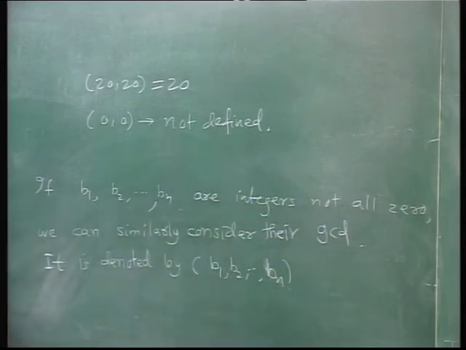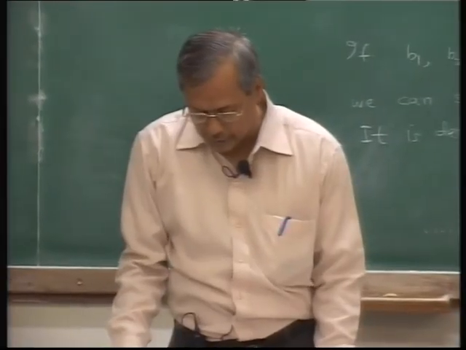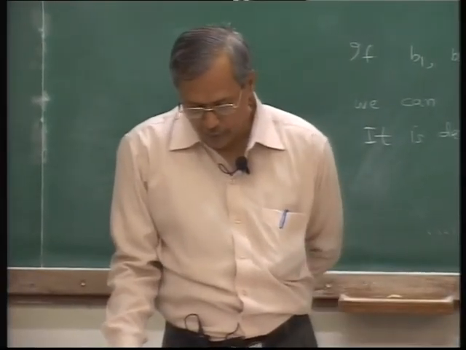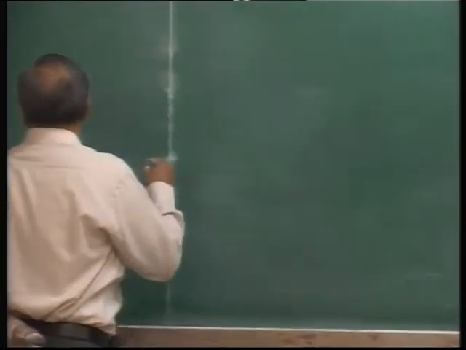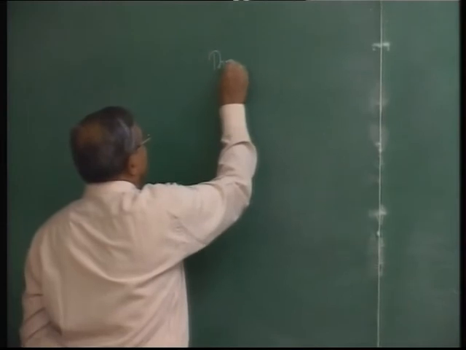That's what is required. An important property of the GCD is that the GCD is always what is called a linear combination of the given numbers. So this is the next theorem that we want to consider.